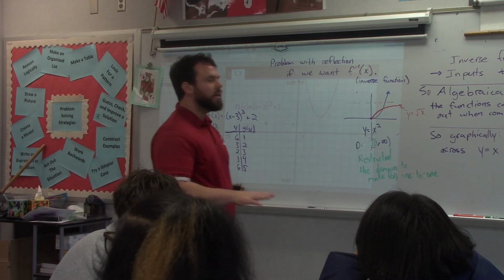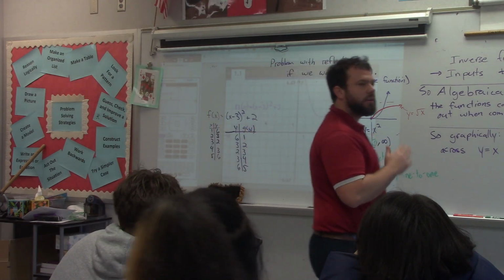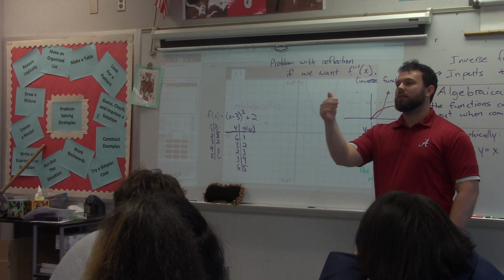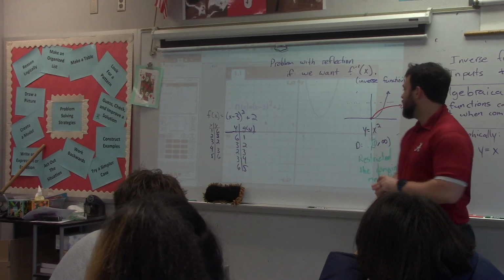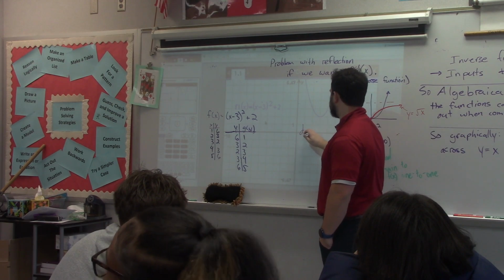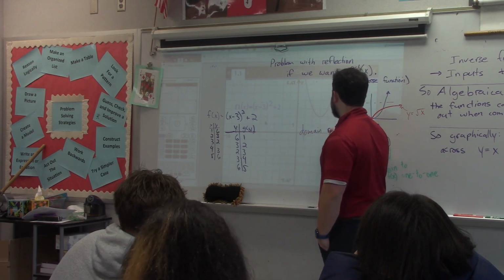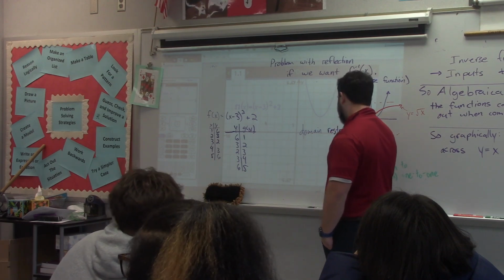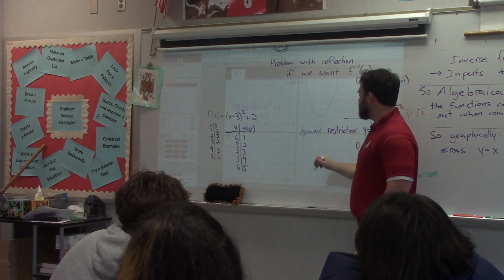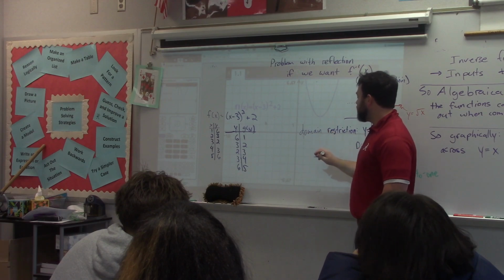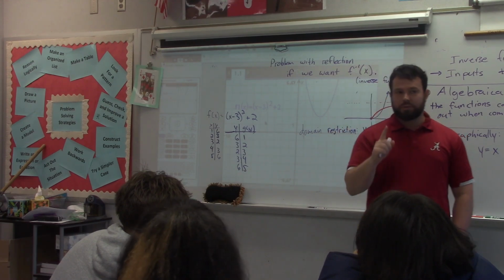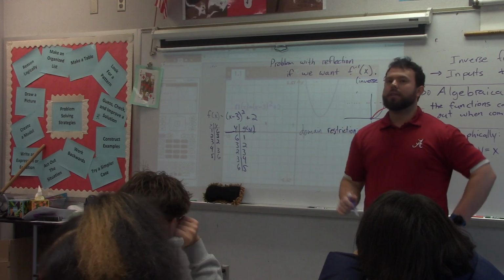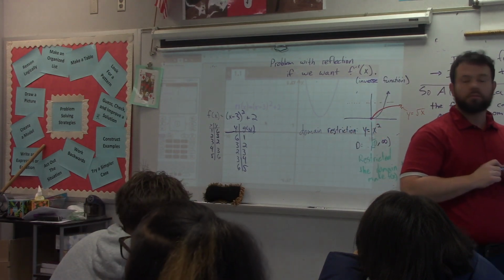What I want you now to do is talk with your small groups for just a couple minutes, and think about what you would restrict this domain to so that the function is invertible. So what is the domain restriction? Because by the way, what is the domain right now? Negative infinity to positive infinity. So what's the domain restriction? The one hint I'm going to give you is this: when we restrict the domain, essentially we're going to get rid of part of the graph.